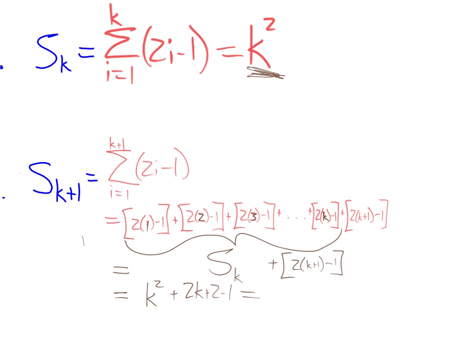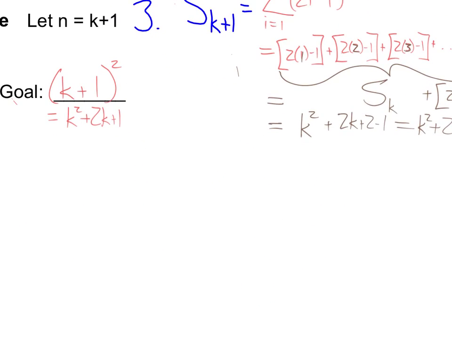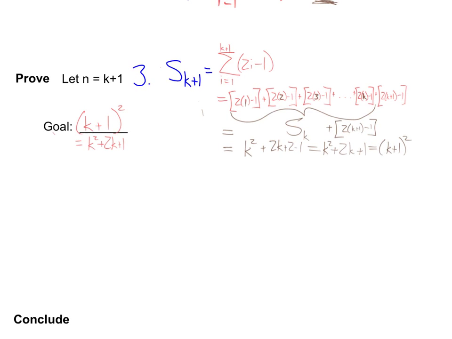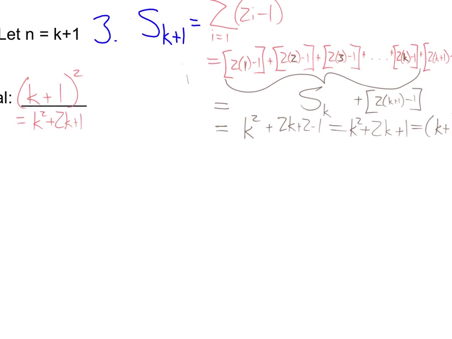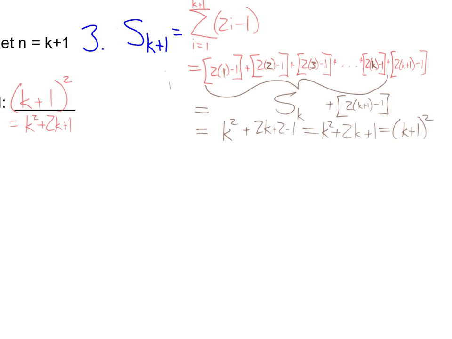And what does that end up equaling? K squared plus 2k plus 1, which happens to factor into k plus 1 squared. Which, if you recall, that was our goal. Wait, can you leave it there for a second? Yes. Why'd you write S sub k instead of k? Oh, you did. Yeah, that's the S sub k. So once we got the S sub k, we replaced it with the k squared.